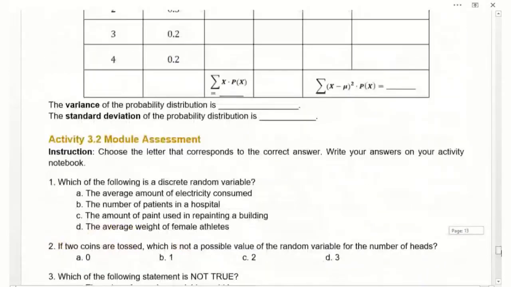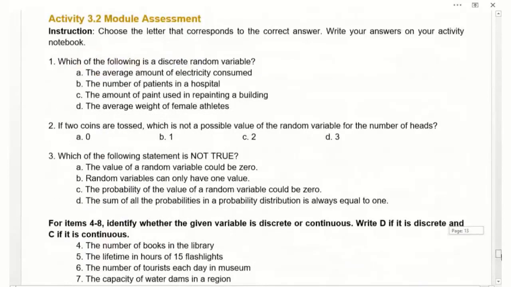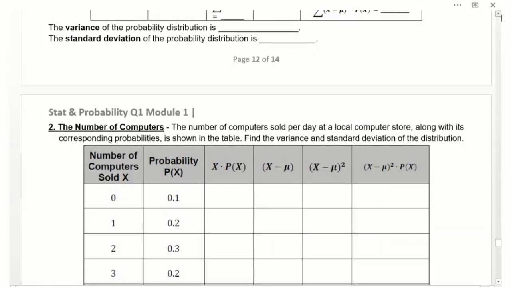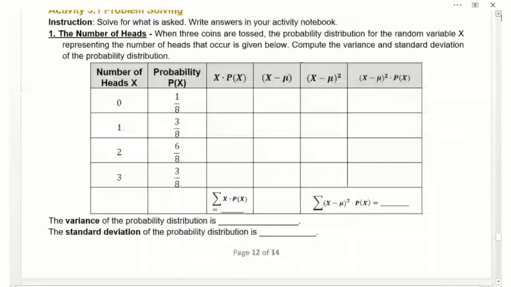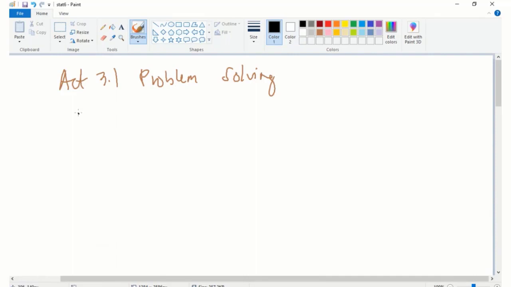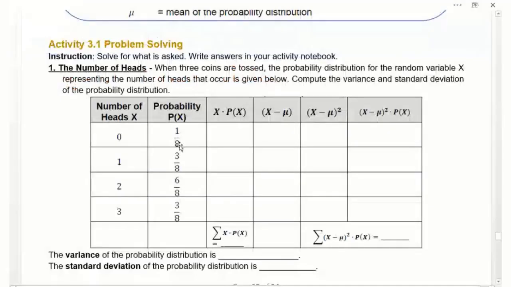Okay? So if we don't have time kasi nga malapit na mag-asar, so too bad. Let's just answer this one, number 1. Problem solving, the number of heads. Okay, number 1. And this is the number of heads. Given ba ang table? Given ang table, okay. When 3 coins are tossed, the probability distribution for the random variable x representing the number of heads that occur is given below. Compute the variance and standard deviation.